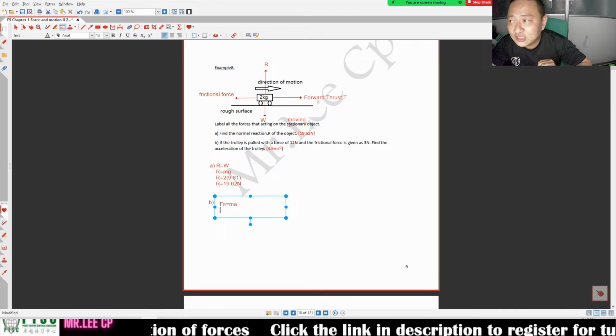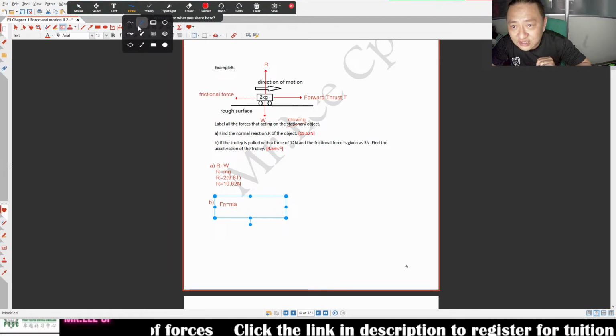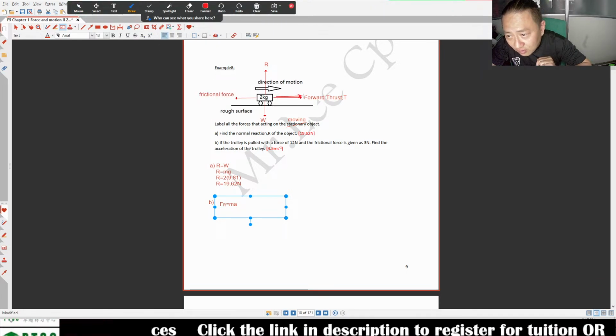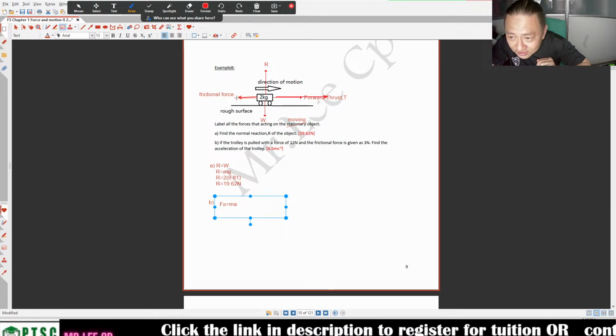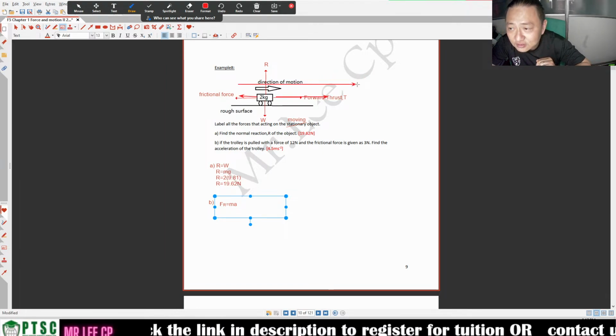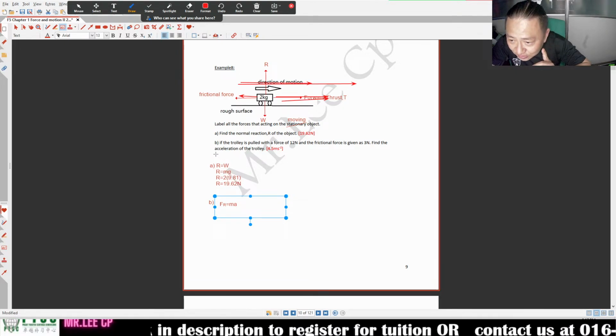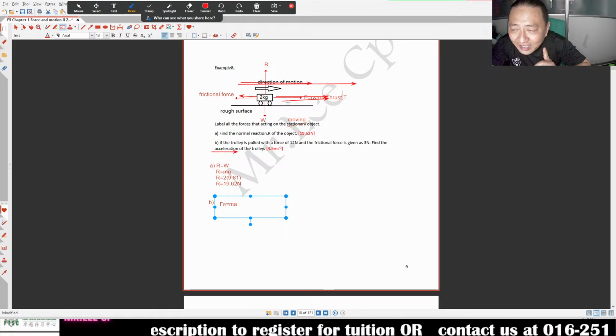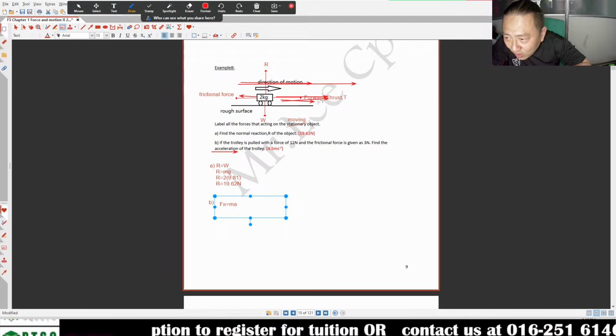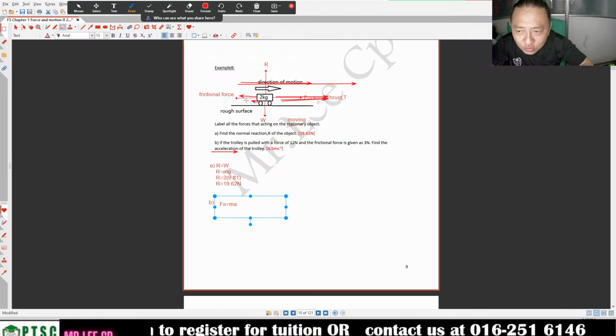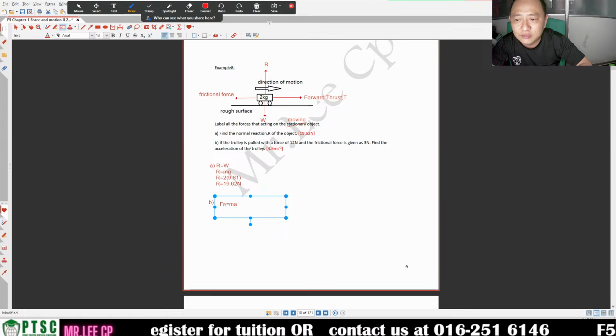The forward force is here, and it must be stronger than this force so that it can move forward. If they were equal, it would move with constant velocity. But this question said it will accelerate, so the forward force must be more than the frictional force.